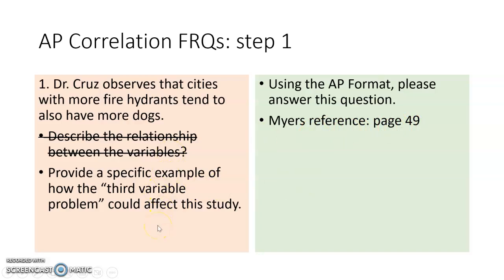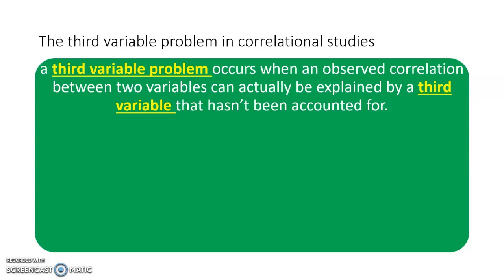So the common question it asks is, wait, maybe there's a third variable, called the third variable problem, that could actually affect this study, meaning there's a third variable that maybe can explain why the number of fire hydrants and the number of dogs is positively correlated. So this, in essence, is what a third variable problem is. So we see a correlation, fire hydrants and number of dogs, both as one increases, the other one increases.